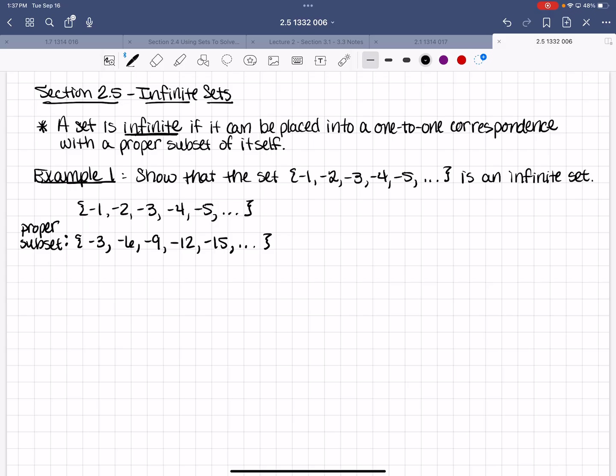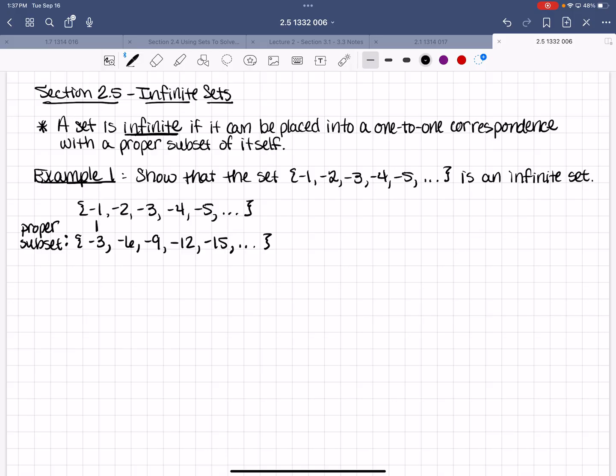This set also forms a one-to-one correspondence because what you've done, you forced it to. You said, I'm going to take every element in that top set and multiply it times 3. So when I do that, -1 only goes to -3.